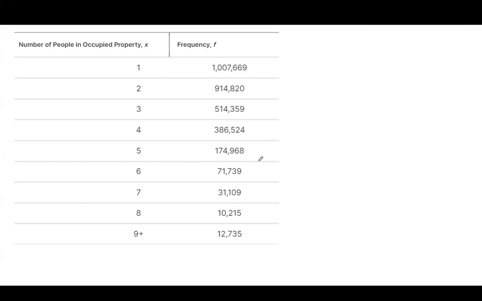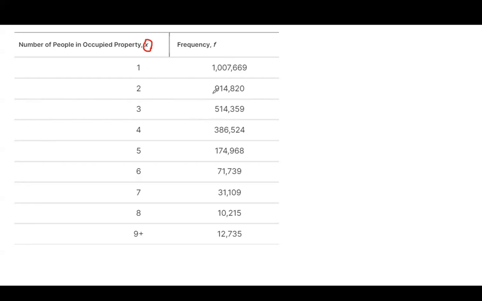They went out and collected data and information about the number of people who live in different housing, like apartments or different types of housing. X is the number of people. How many people are living in that building? So it happens that 1,007,669 properties have one resident.